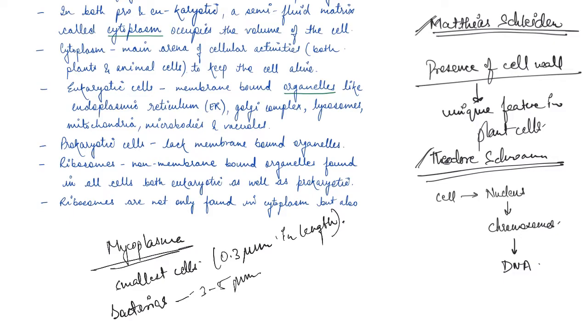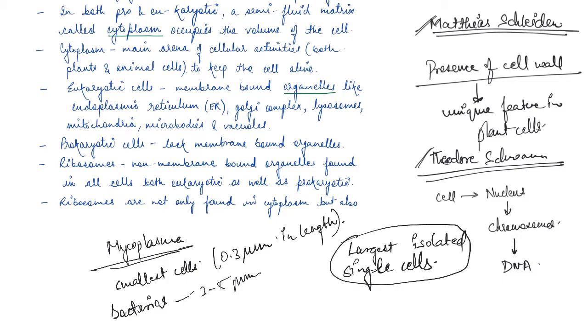Now, the largest isolated single cell. Can you name the largest isolated single cell? This is nothing but the egg of an ostrich. You must have seen ostriches at least on TV or in different videos, right? Ostriches are very big, huge birds, and the eggs they lay are also very big, and those eggs are the largest isolated single cells, right?